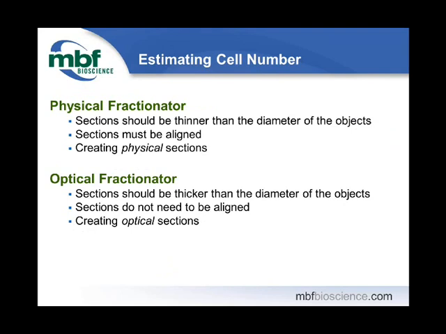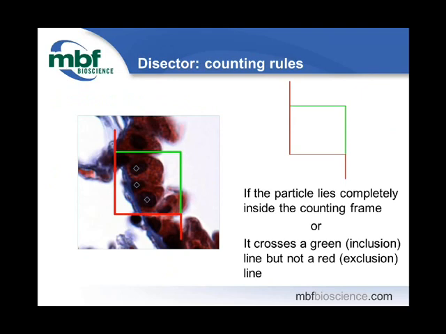If you can get thick sections through your lungs, use thick sections instead and do the optical fractionator. It's easier than the physical fractionator. You're going to be focusing through and deciding whether to count the cells or not. And something that's going to help you make that decision is called the Disector. This is the virtual space where we restrict ourselves to counting.